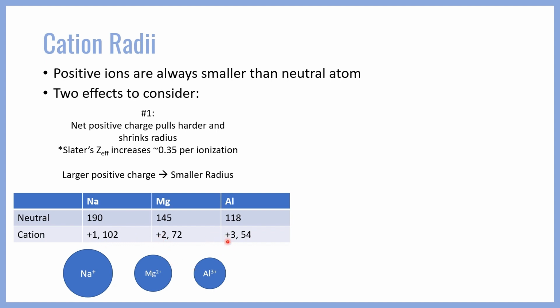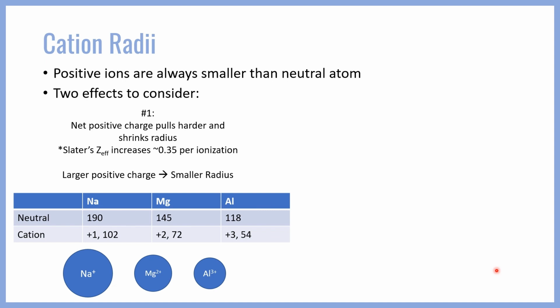With aluminum, the plus 3 cation being 54 picometers, the smallest out of all of these cations, whereas the original aluminum was all the way up at 118. So there's a huge drop with that plus 3 cation because of the increase in the effective nuclear charge.